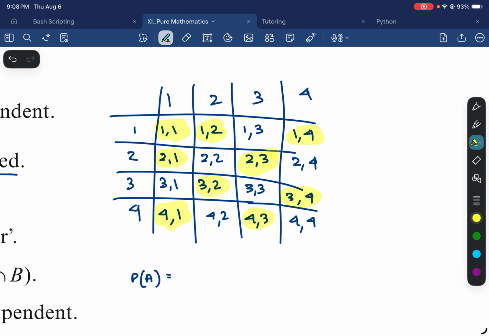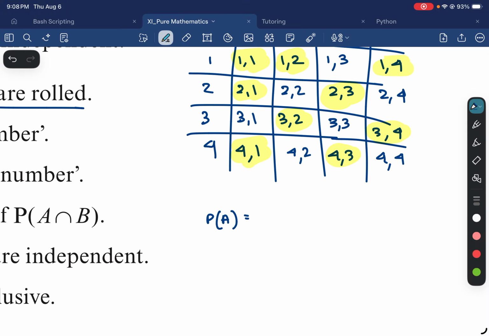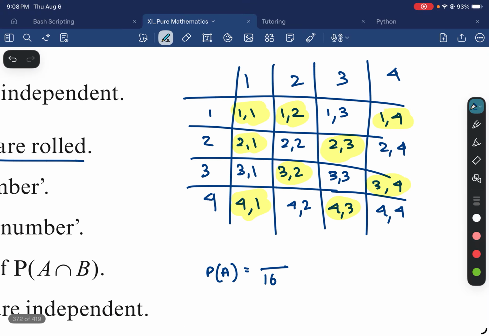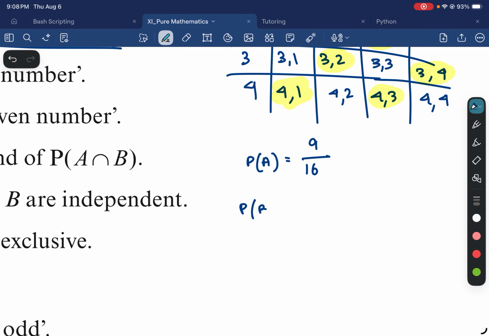These give me 5 along this diagonal. So 5 is prime. This gives me 7, 7 is prime. This gives me 3, 3 is prime. This gives me 2, 2 is prime. Everything else does not give me a prime number. Yep. All right. So P(A) is equal to, I have 16 possible outcomes, 4 times 4. And then I have 1, 2, 3, 4, 5, 6, 7, 8, 9 highlighted. So 9 over 16 is P(A). What is P(B)?